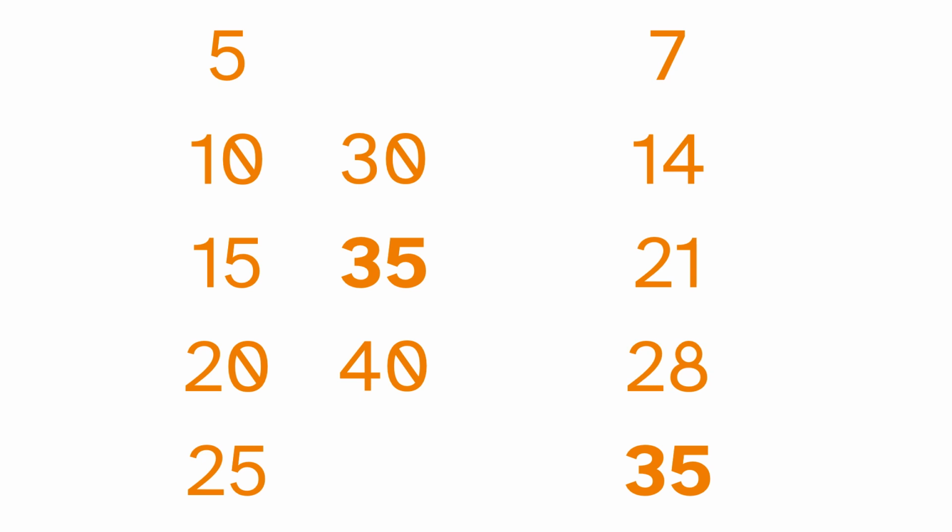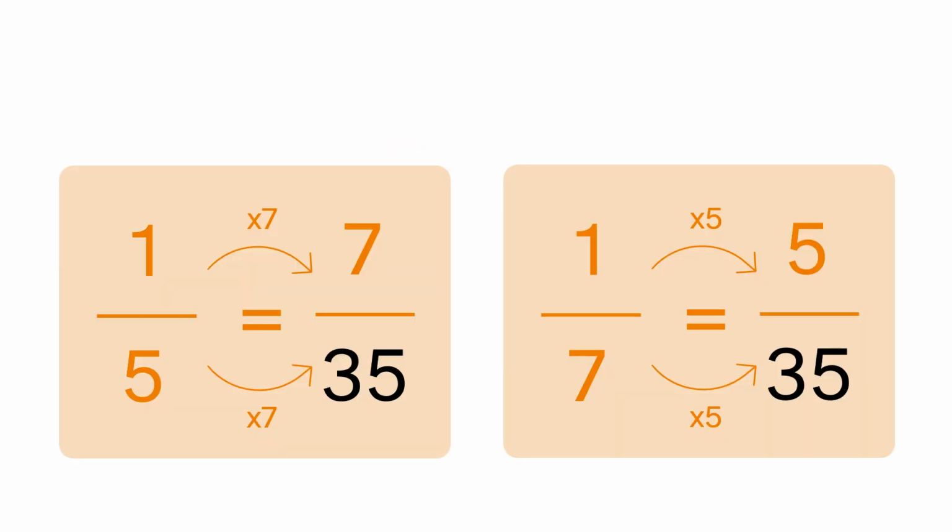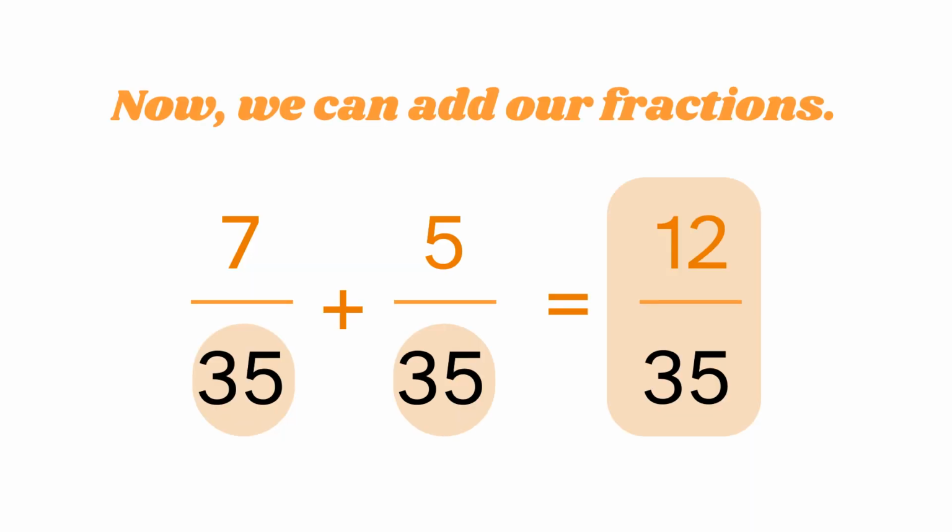denominators. We must then find the equivalent fractions by multiplying the denominators by a number. 5 times 7 gives 35, so we must also multiply the numerator by 7. And on the right, 7 times 5 gives 35, so we must multiply the numerator by 5. 1 times 5 is 5. We then add our fractions as usual to get 12 over 35, and this is the answer.